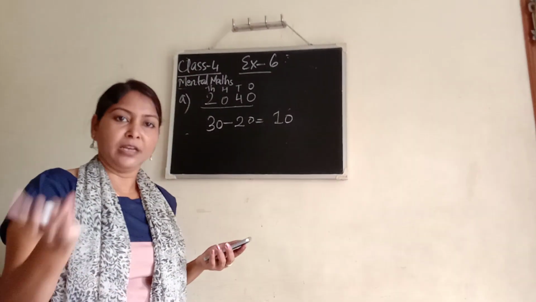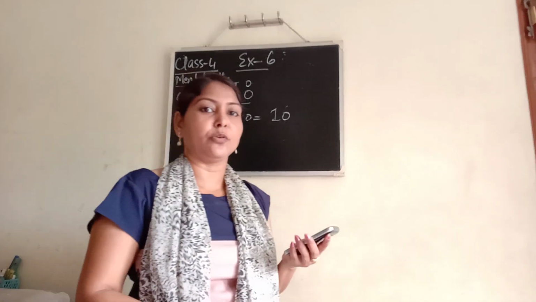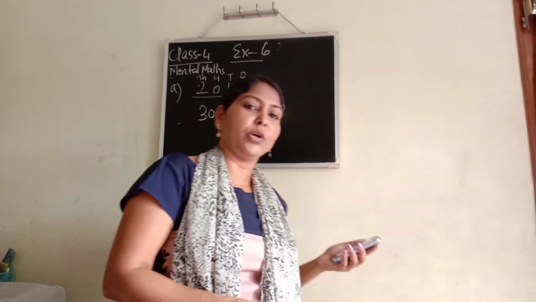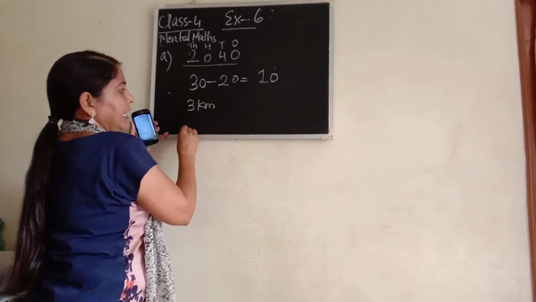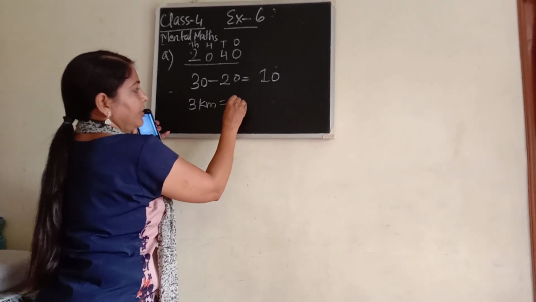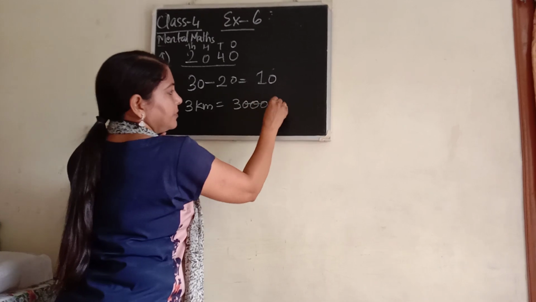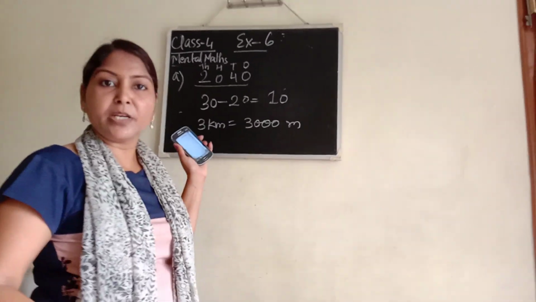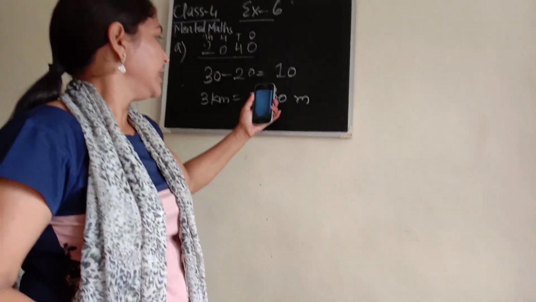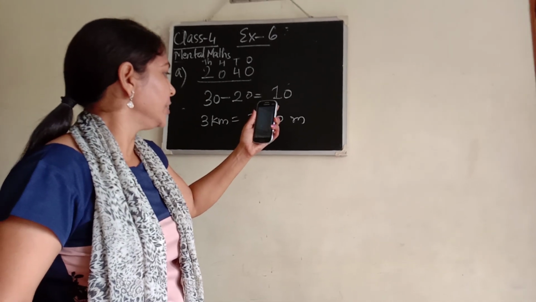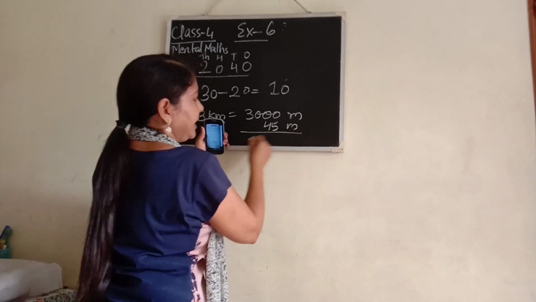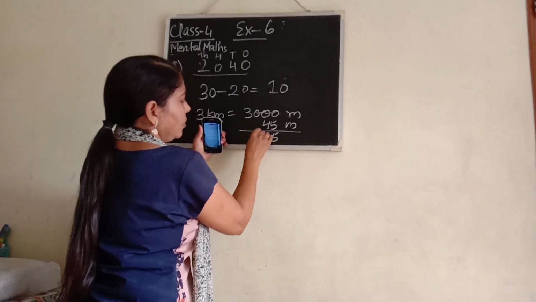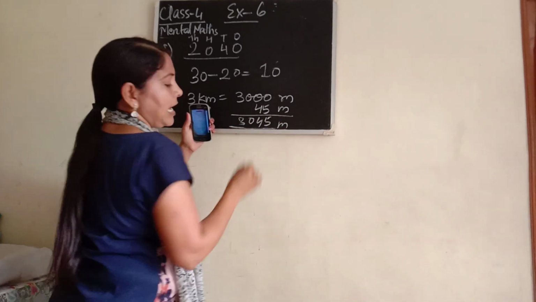We have done this in exercise number 5 also. Okay, this is a similar type of question. So what you have to do, just convert 3 kilometer into meters. So it will become 3000 meter because 1 kilometer equals 1000 meter. Then how much you have to add? 45 you have to add because 45 is already in meter. So 3045. This is your answer for question number D.